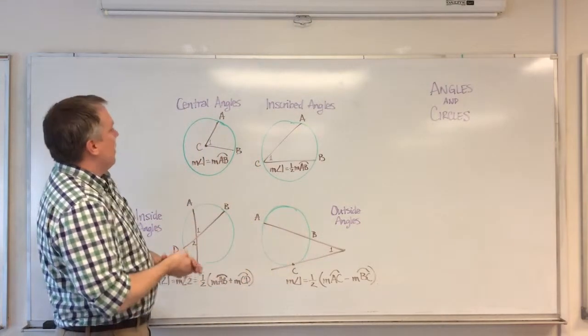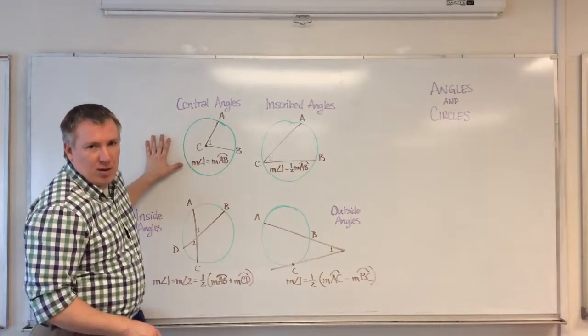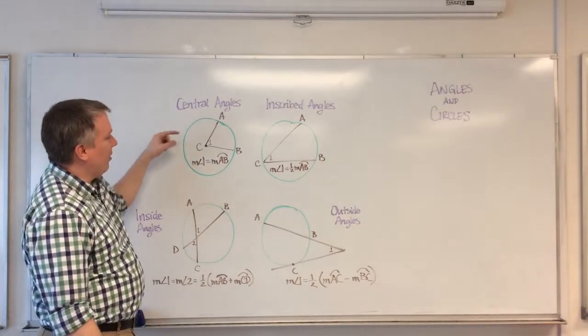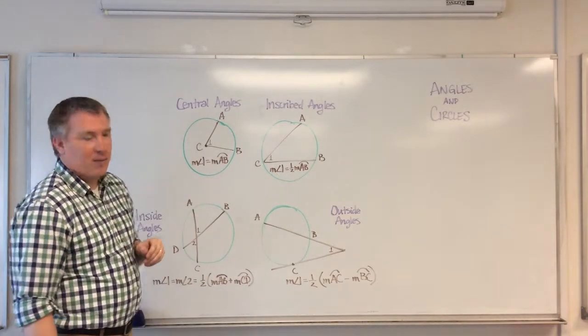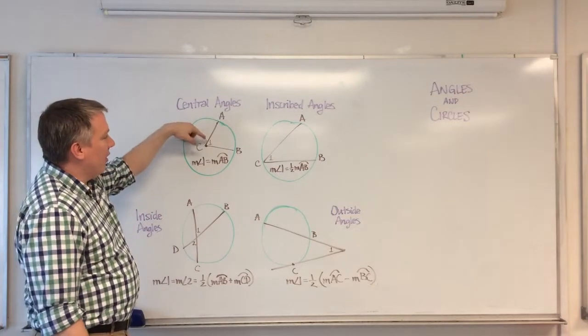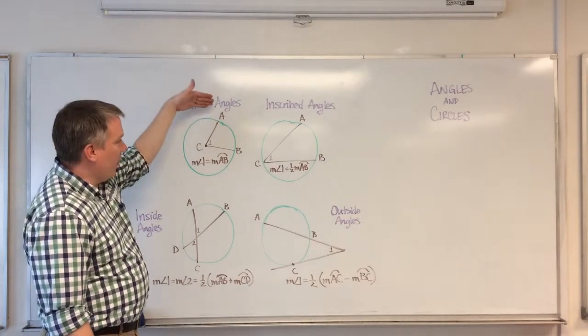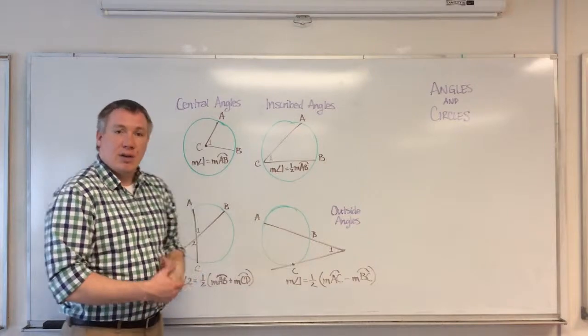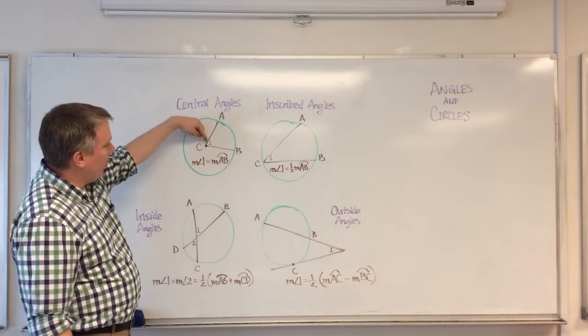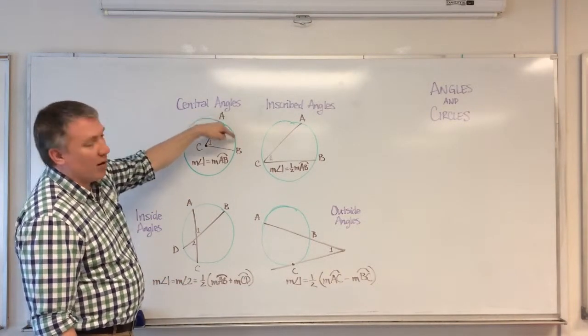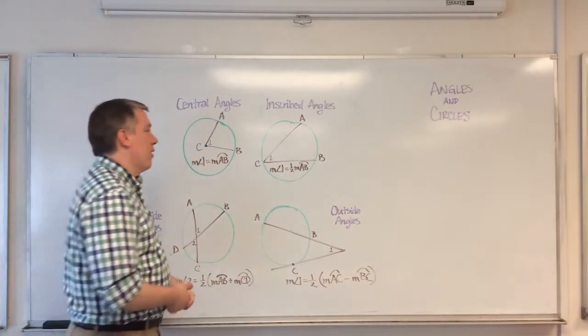So here we go. First type of angle is a central angle. This means an angle that's coming out of the center of a circle. Now the measure of that angle is equal to the measure of the arc that it cuts out of that circle. So that's pretty simple, straightforward. The measure of angle 1 here is the same as the measure of the arc AB. In fact, that's how it's defined.